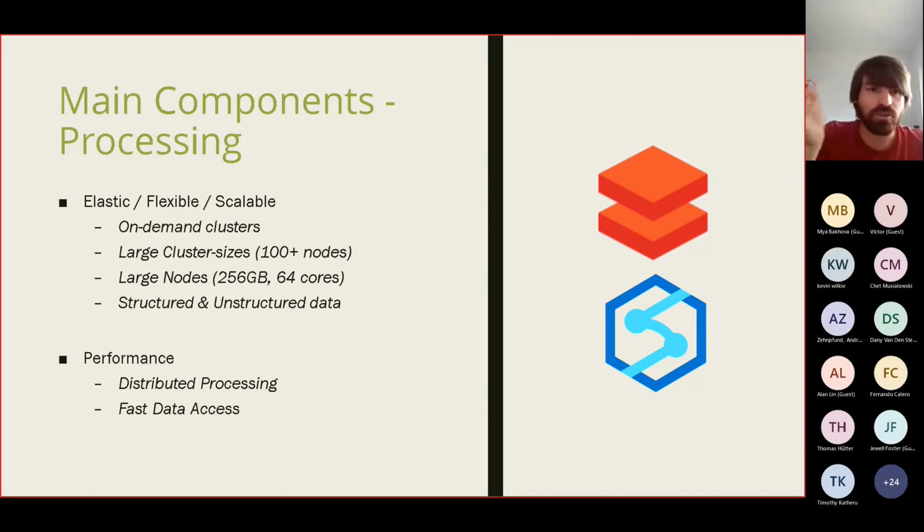The next part is then the processing. As I said, as we have this separation of storage and compute, you can basically use any processing engine that you want.